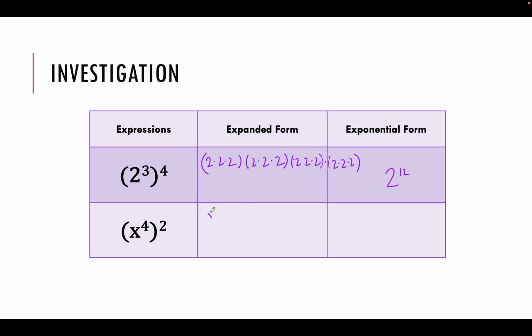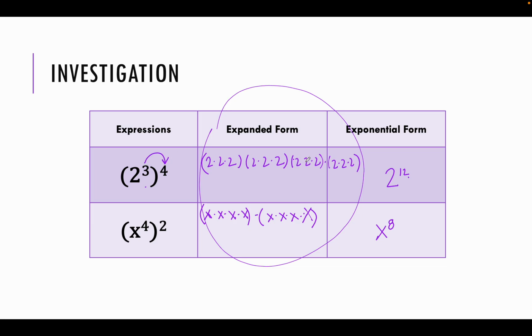For our second example, if we do x to the fourth power, that's x times x times x times x, to the second power, for a total of x to the 8th power. Do you notice that we can skip this expanded form step, which takes some time, and go straight from our expression to our answer? Well, we can multiply our powers, 3 times 4 to get 12, and 4 times 2 to get 8.